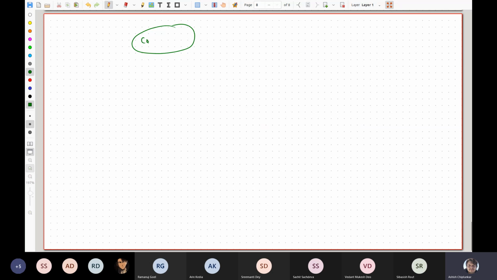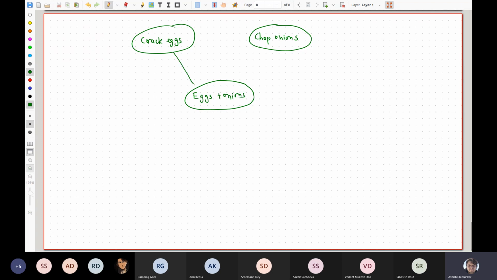So you crack eggs, chop onions, right? Now I'm going to add an edge from task T1 to task T2 if T1 should necessarily be done before T2, right? So now mix eggs with onions, right? So this has to be done after you crack eggs and after you chop your onions, right?